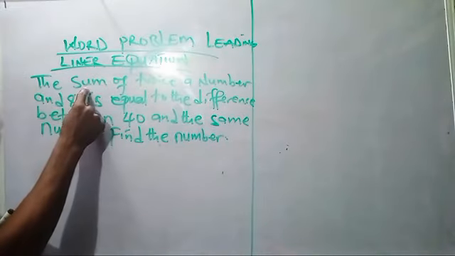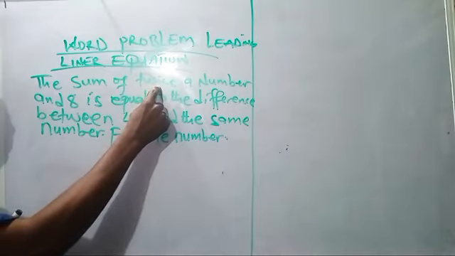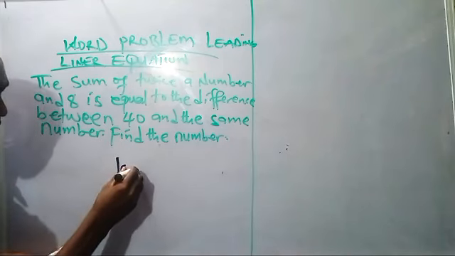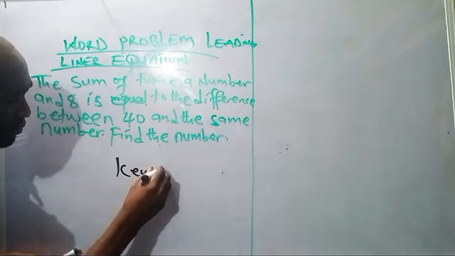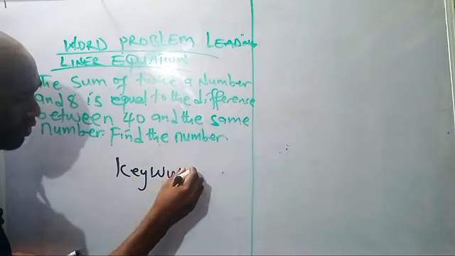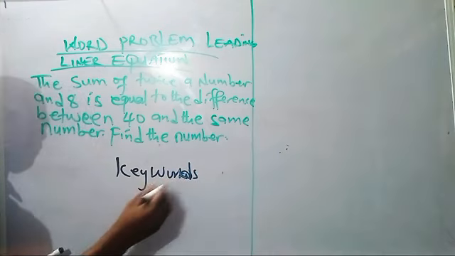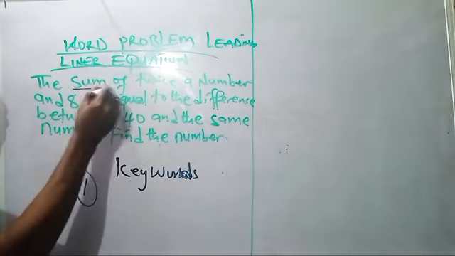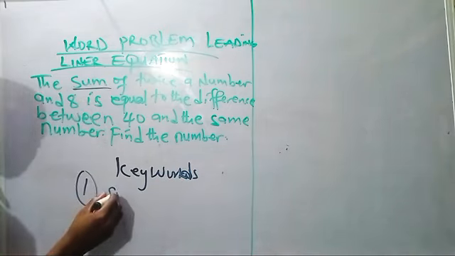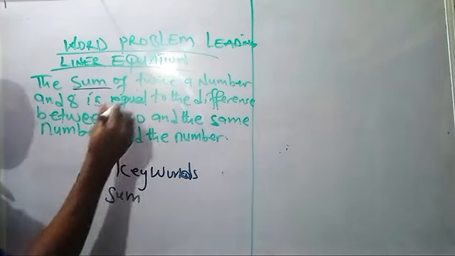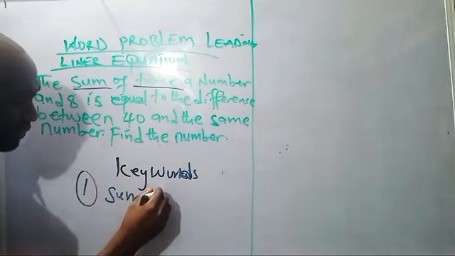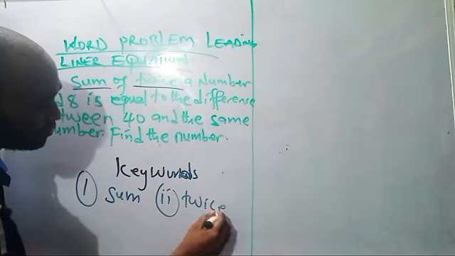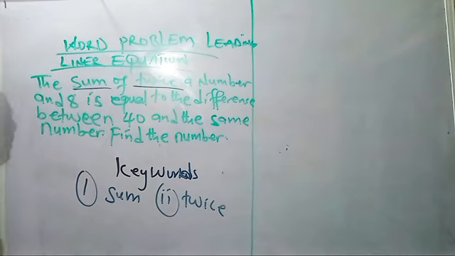The first one is the sum, and the second keyword is twice. So let me write it out for you. Keywords in this question, so that you should be able to understand it. The first on my list is the sum. I will outline it. The second one is twice.